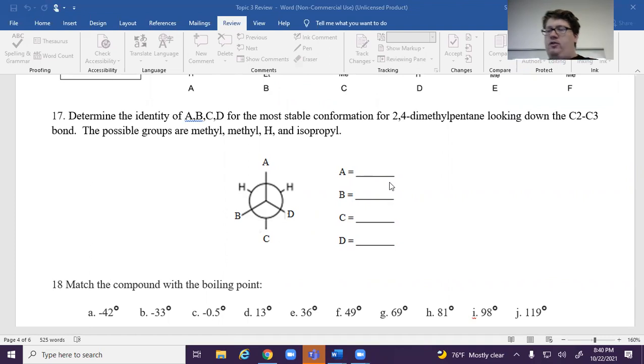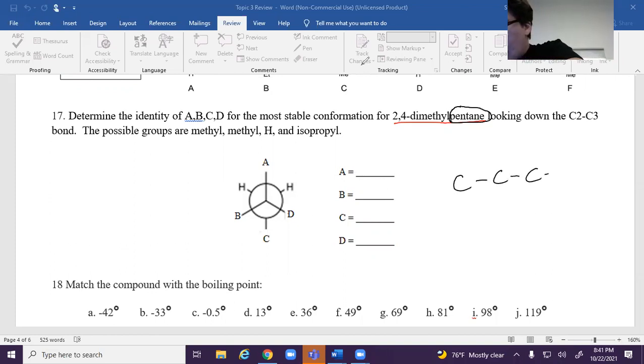For this one, you have to draw the molecule out. 2,4-dimethylpentane. So first off, what's the main structure going to be? How many carbons is that? 1, 2, 3, 4, 5. Straight line. Correct? Where is the methyl coming off?